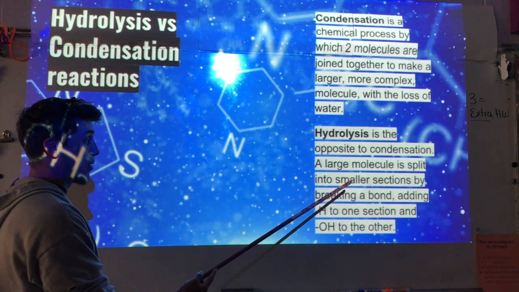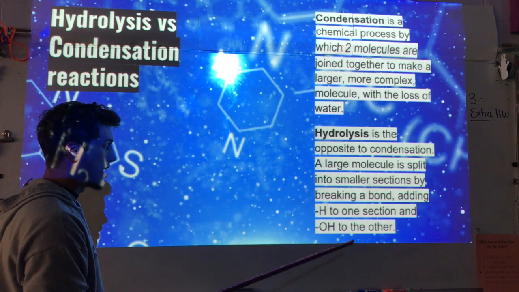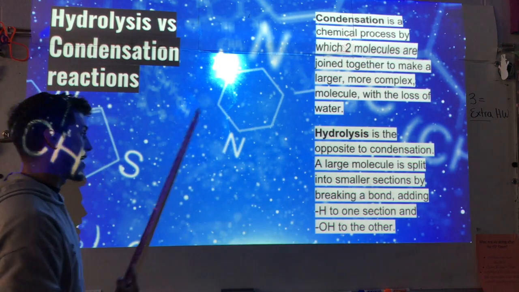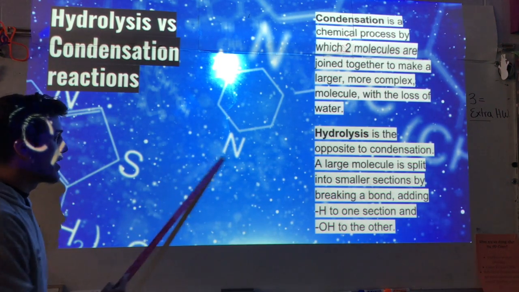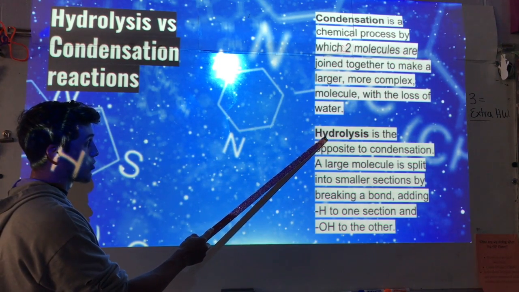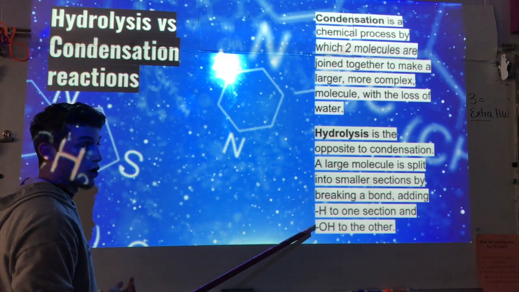Hydrolysis is the opposite, however, to condensation. A large molecule is split into smaller sections by breaking a bond, adding the H to one section and OH to the other. So going back to the functional groups, that's important. And hydrolysis, you can break down the word: hydro, water, lysis, splitting. So it ends up splitting a large molecule.